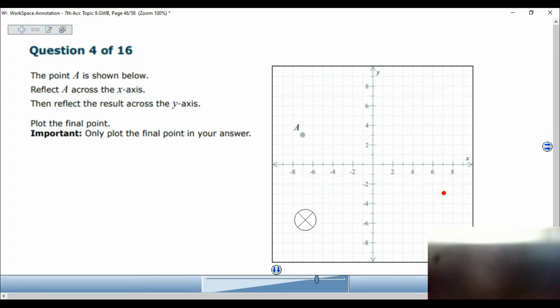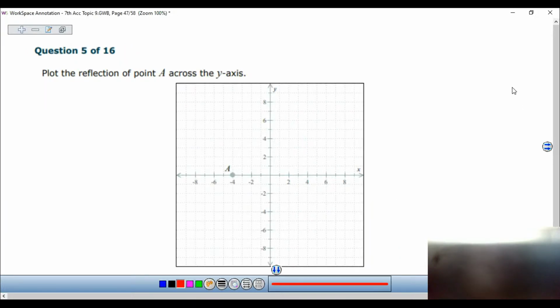All right, here we go. Let's move on to number 5. Number 5. We have point A. They want us to reflect it across the y-axis. Y-axis is vertical. We're 4 steps away, so we're going to come 1, 2, 3, 4. And there's our final point. All right, that was pretty easy.